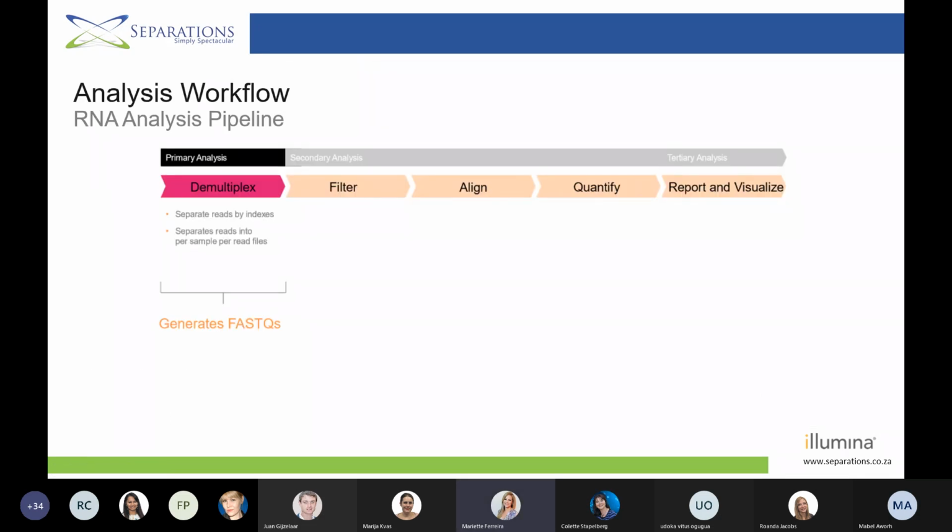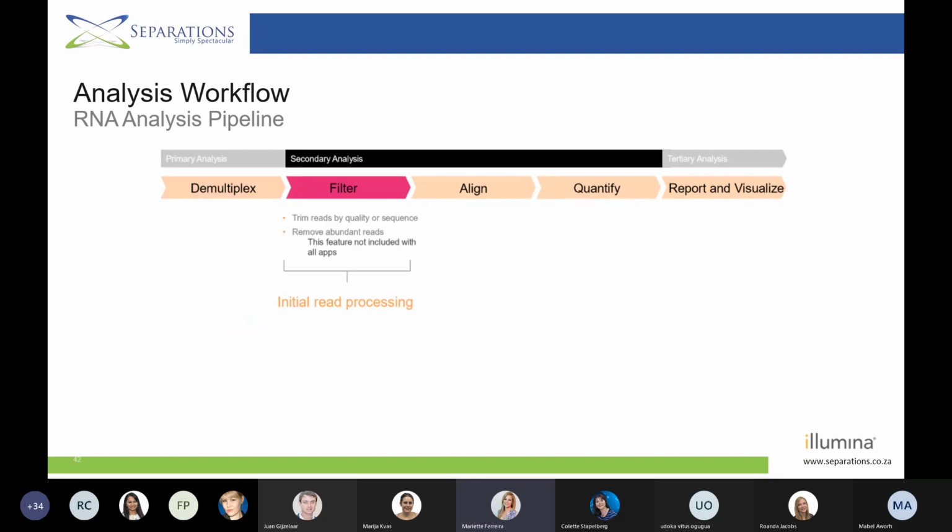So if we look at the analysis workflow for RNA analysis, the first thing that we will do is demultiplex. Demultiplexing is where you separate your reads based on their indexes, so that each sample has its own exact indexes, and therefore you separate the reads per sample into different read files to generate your FASTQs. Then we'll go on to filtering. So we trim the reads by quality and sequence, and we also remove the abundant reads.